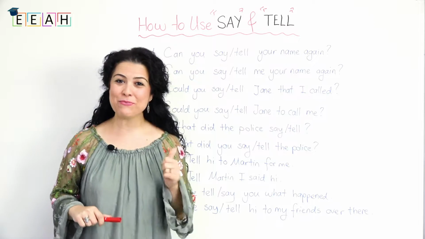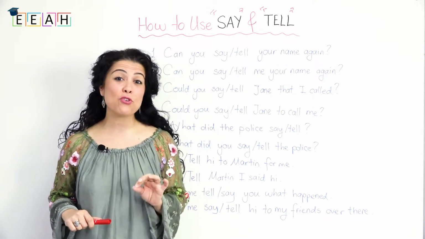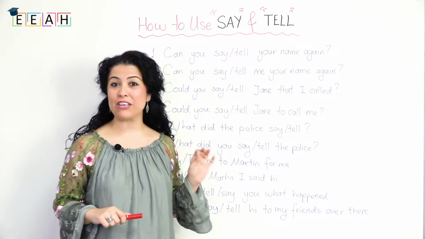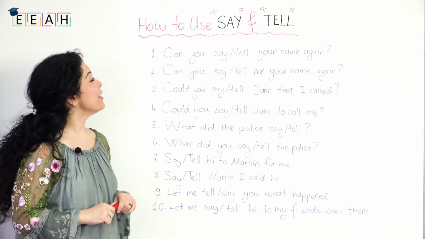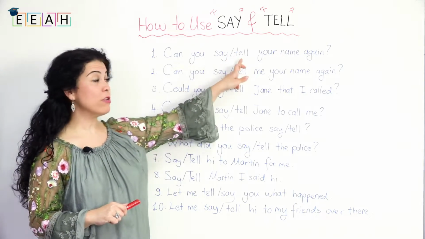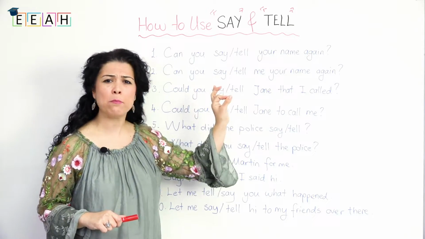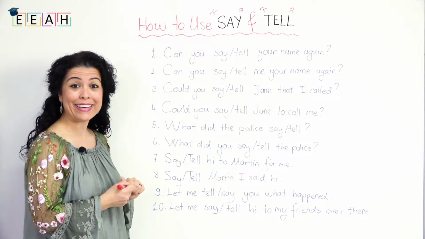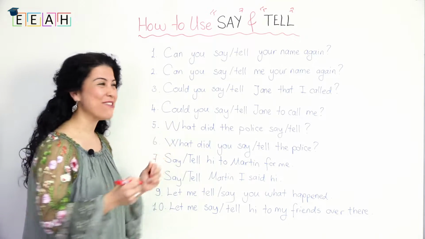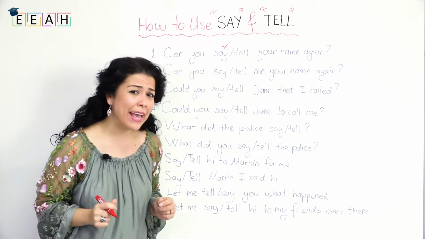Are you ready to practice? We have 10 sentences here and you need to choose the correct verb for each one. Let's do it together. Number 1, can you say or tell your name again? So here, your name. What? Your name. There is something. You should pick, can you say your name? Because you say something. Remember? Can you say your name again?